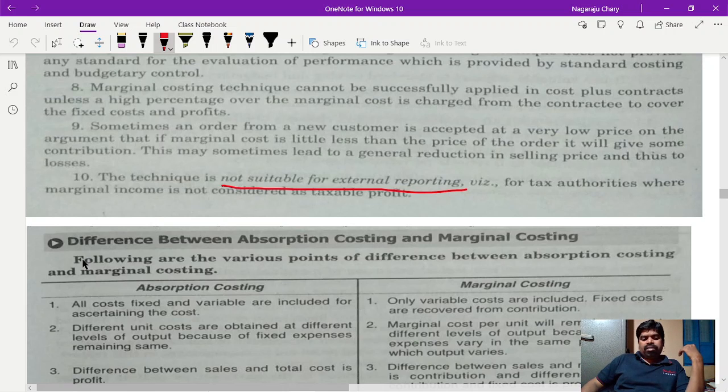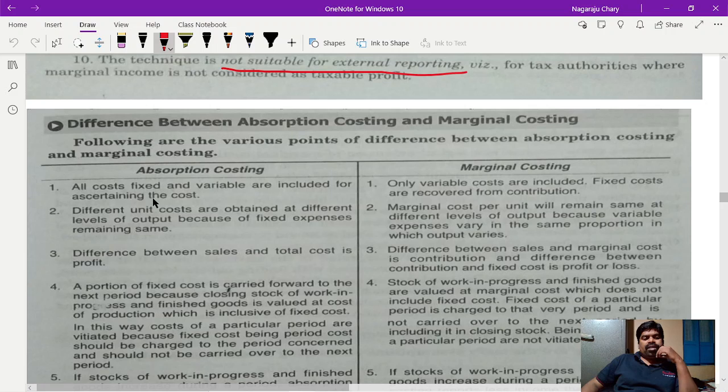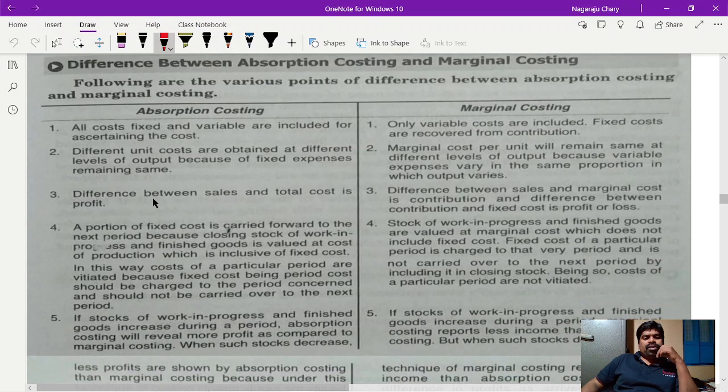For tax authorities, marginal income is not considered as taxable income or taxable profit. Whatever marginal income is calculated under this method is not acceptable to the tax authorities. So which method is acceptable to the tax authorities? The absorption method is accepted by the tax authorities. Next we see the differences between these two methods: absorption costing and marginal costing.